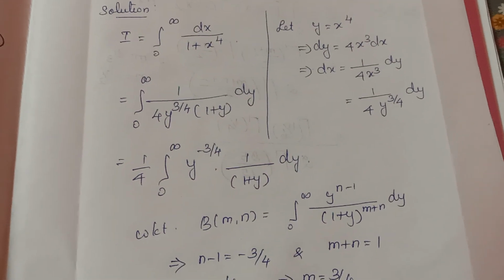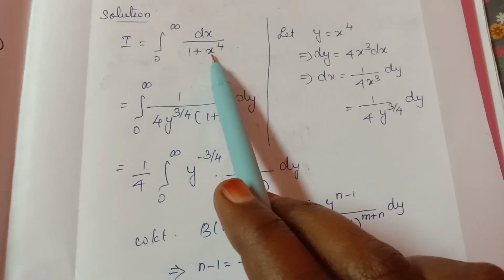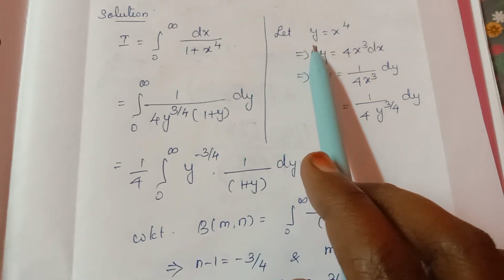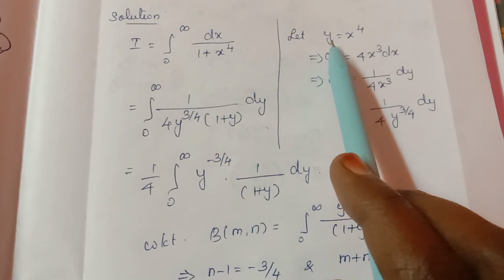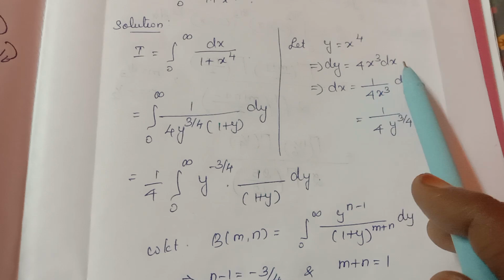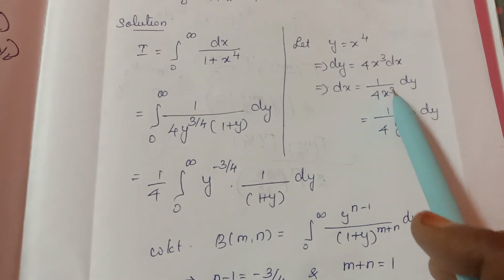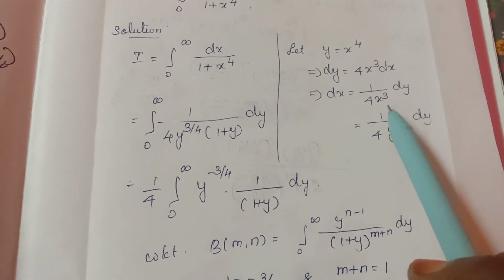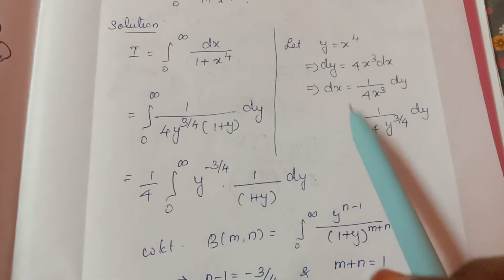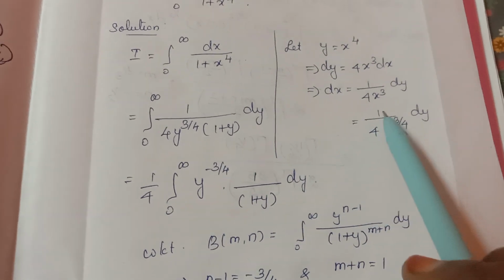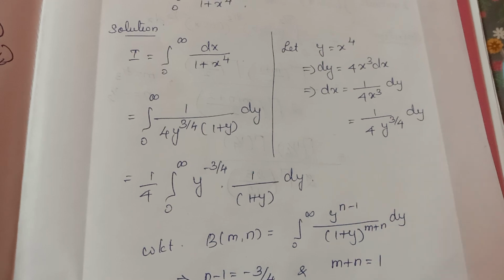This is not the right form we should have. So what I am going to take is x power 4 equal to y. If you take x power 4 equal to y, what about dy? 4x cube into dx. Therefore dx equal to 1 by 4x cube into dy. Instead of this x, you substitute y power 1 by 4. So dx is equal to 1 by 4 y power 3 by 4 into dy.